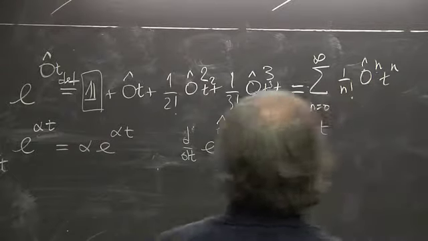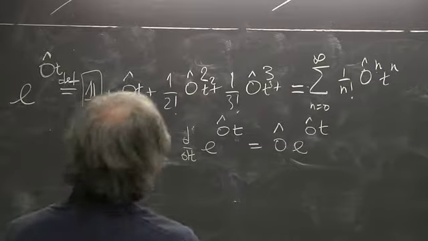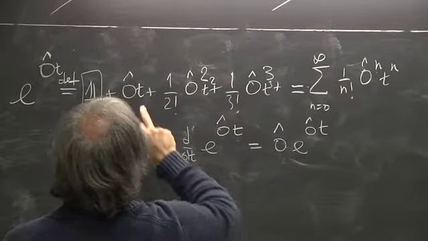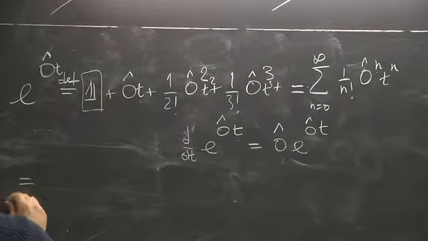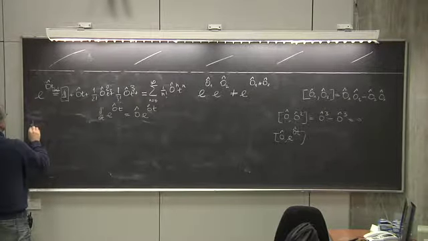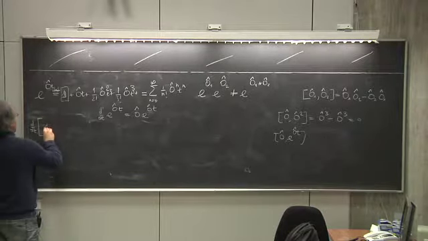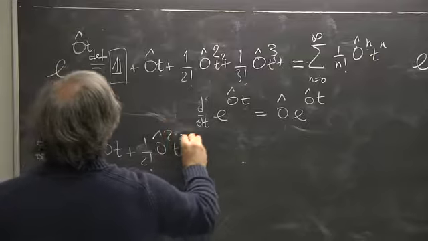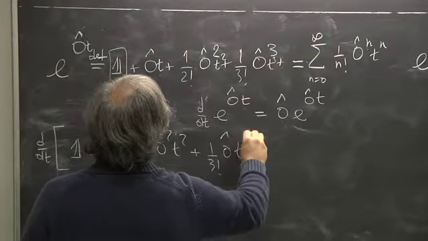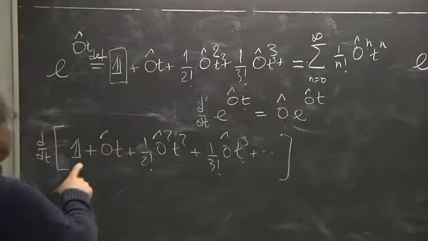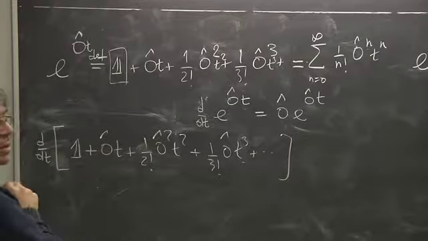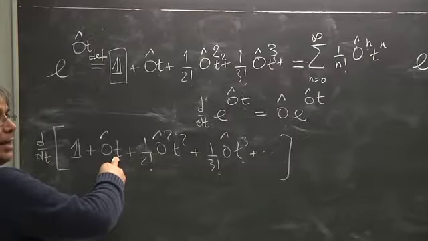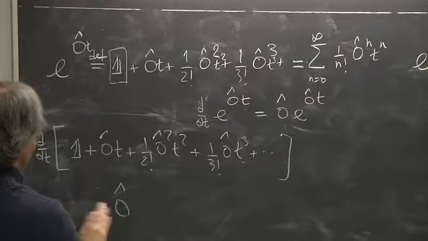Okay, let's prove this simple equation. It's a direct proof. I take the derivative of this object here with respect to t, in the usual way. So the derivative with respect to t of 1 plus O t plus 1 over 2 factorial O square t square plus 1 over 3 factorial O cube t cube. I stop here. Now, identity doesn't depend on t, and therefore the derivative completely drops. So 0. Plus, this is linear in t. I take the derivative, I get O.